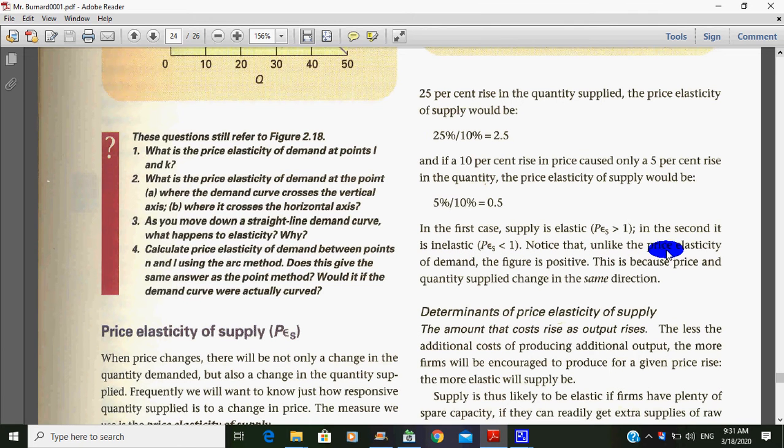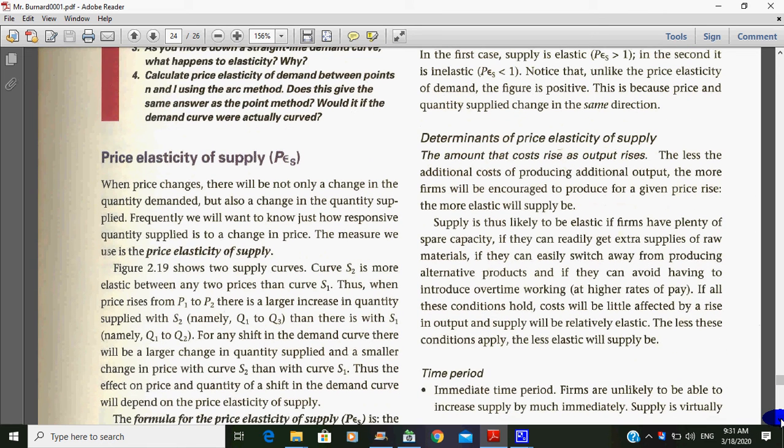Notice that unlike the price elasticity of demand, the figure is positive. This is because price and quantity supplied change in the same direction. Determinants of price elasticity of supply. The first determinant is the amount that costs rise as output rises. The less the additional cost of producing additional output, the more firms will be encouraged to produce for a given price rise, and the more elastic will be supply. Alright.